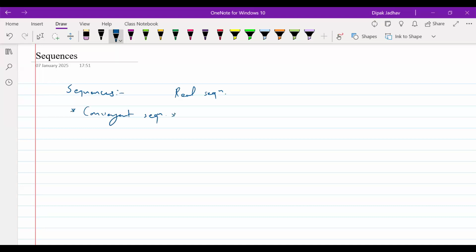All of you have already studied this concept. A sequence is said to be convergent if for every epsilon there is some n naught such that the distance between the nth term of the sequence and its limit is less than epsilon for all n greater than or equal to n naught. A sequence is normally denoted by xn, and we say xn converges to p. That means p is the limit of xn.